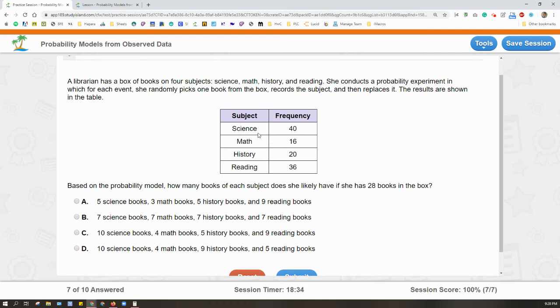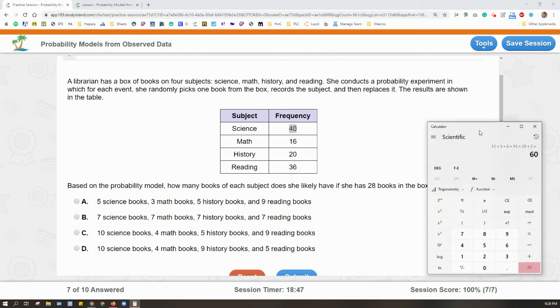So let's start with science. If she chose the science book 40 times, out of the total number of times she chose a book, we can turn that into a probability. Let's add all these numbers together to find the total number of times she chose a book. We'll start with 40, add 16, add 20, and add 36. She did this experiment 112 times, and she got the science book 40 of those 112 times.